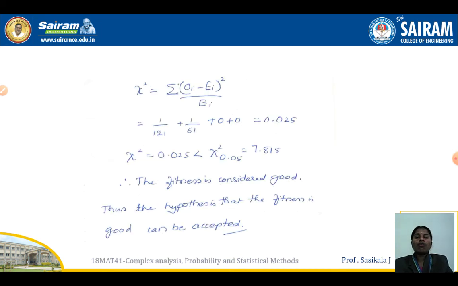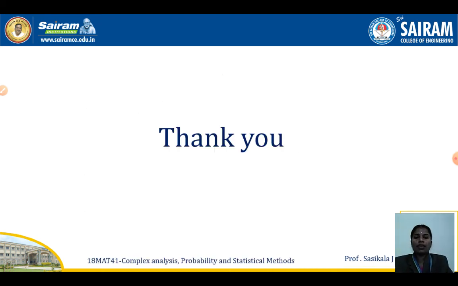Okay. So now what is your chi-square? It is the summation of Oi minus Ei the whole squared by Ei. So I can get the value as 0.025. So chi-squared is 0.025, which is less than your table value. The table value is 7.815, which is already given in the question. So therefore the fitness is considered good because we got it less than. The hypothesis that the fitness is good can be accepted. Okay. Thank you.